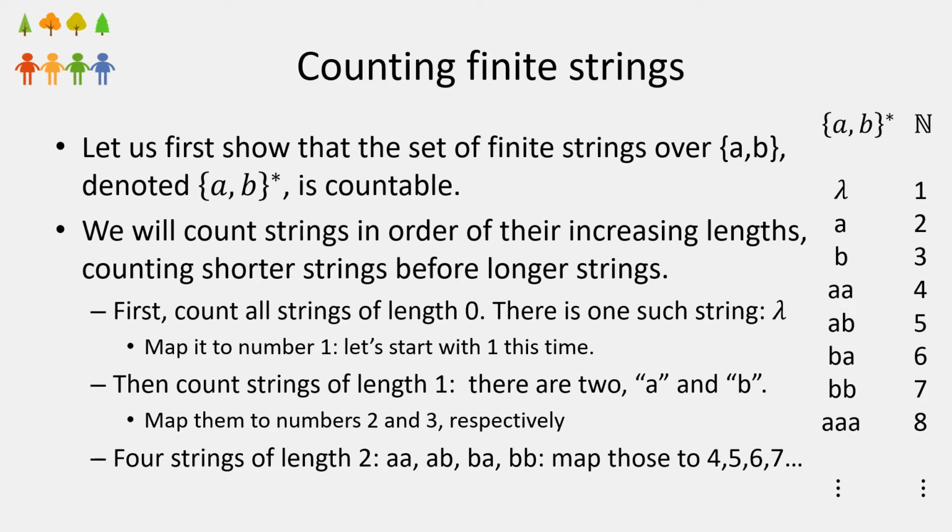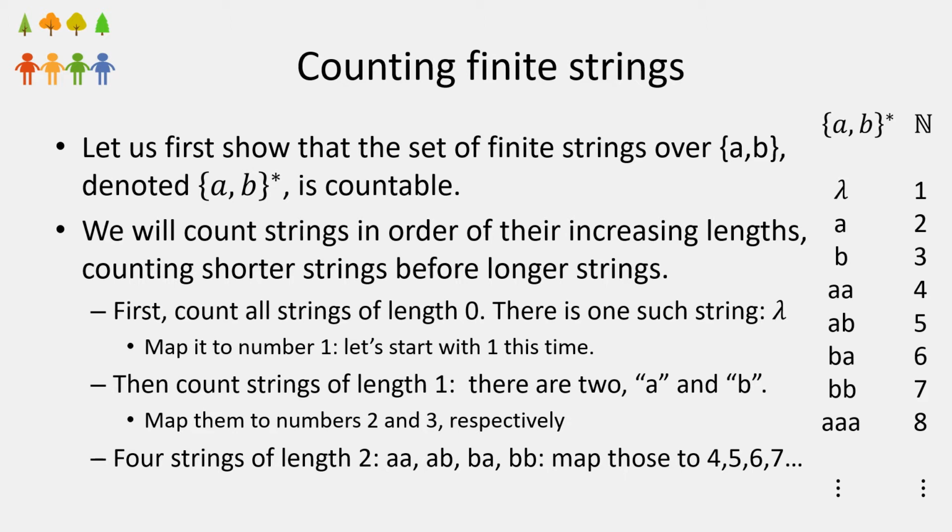The way we are going to do it is to count strings in order of increasing length. So first we'll count strings of length 0, then of length 1, of length 2, and so on and so forth. The reason we do it this way is so that at any point in time, we would count all finitely many strings of a certain kind before moving on to the next stage, the next epoch.